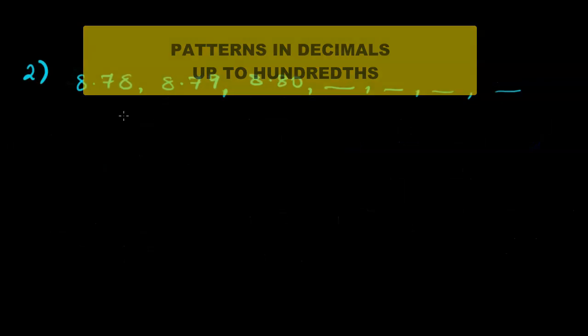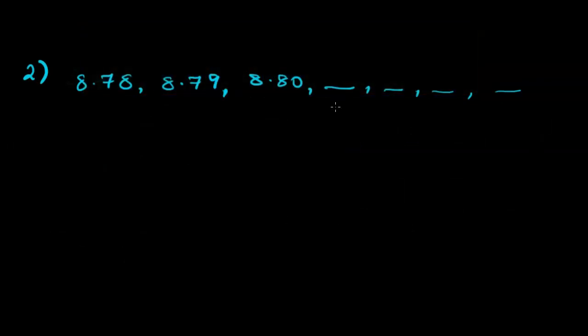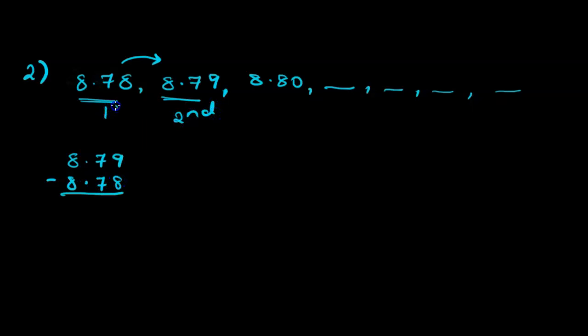Let's do another question for the sake of practice. If we have to fill in the pattern for 8.78, 8.79, 8.80, and so on, we first find the common difference, and that would be the second number minus the first number: 8.79 minus 8.78. We would always do the second number minus the first number if the pattern is a growing pattern.